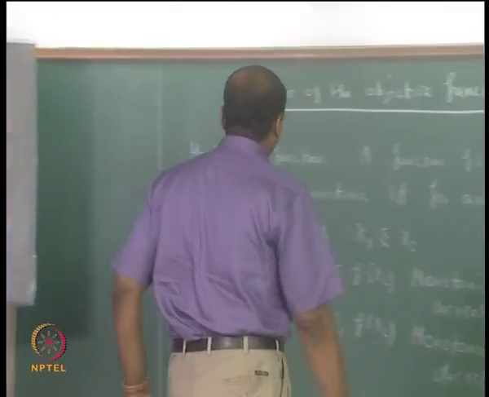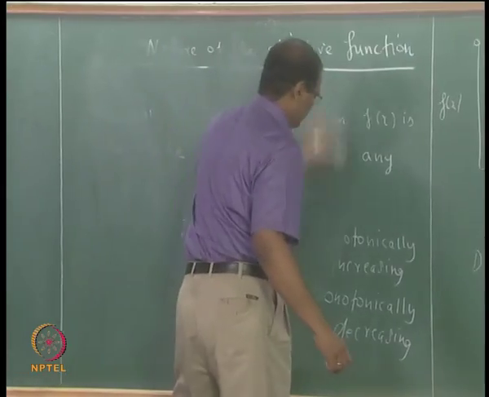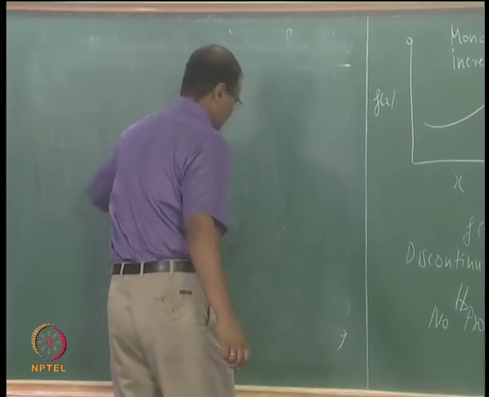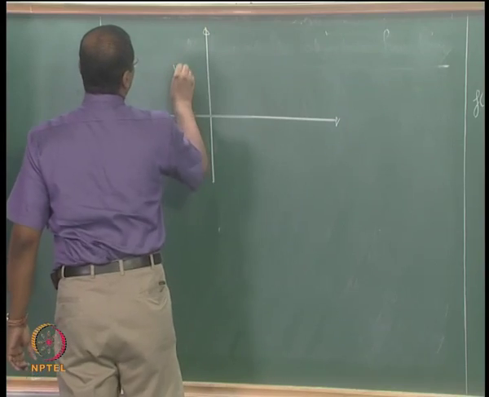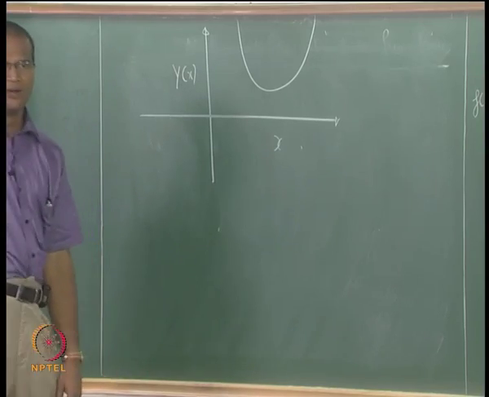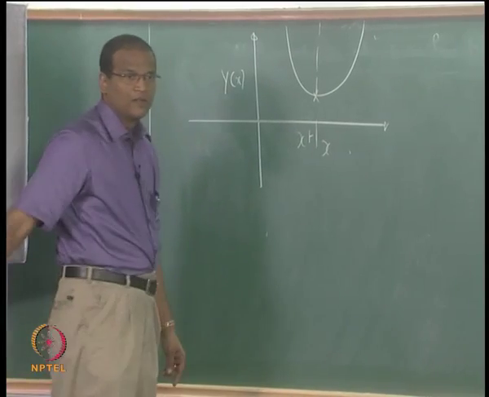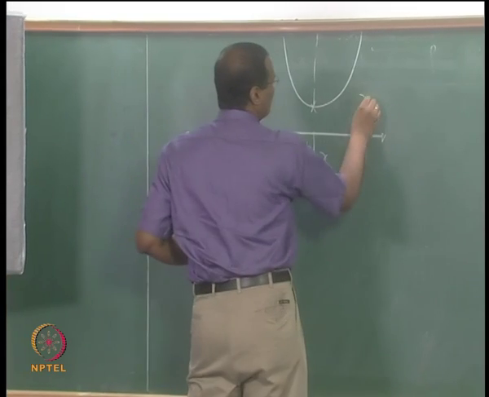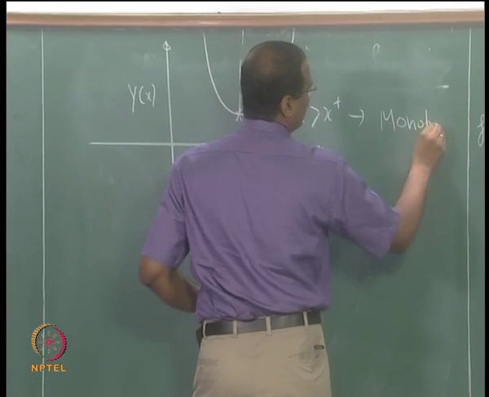Okay, it can be beautifully depicted graphically. So y of x, suppose you have a parabola like this. About the optimal point it is monotonically increasing to the right side, for all x greater than or equal to x plus, it is monotonically increasing.